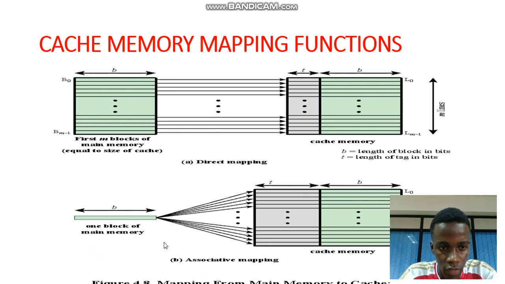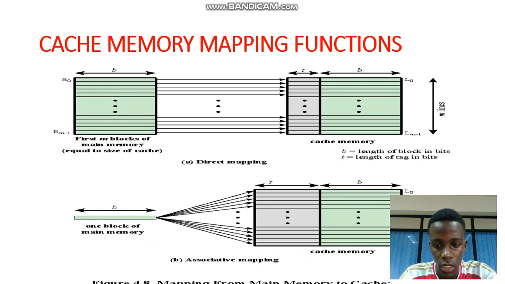So let's go to associative mapping. For associative mapping, it's a different case because we see one block of main memory being mapped to any line of cache memory, as you can see over here, without any restrictions. That's the difference between associative mapping and direct mapping. For direct mapping, a block of main memory is mapped to exactly one line of cache memory, but for associative mapping, one block of main memory can be mapped to any line of cache memory.